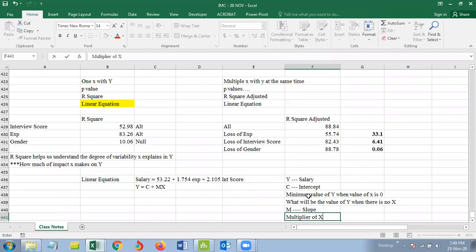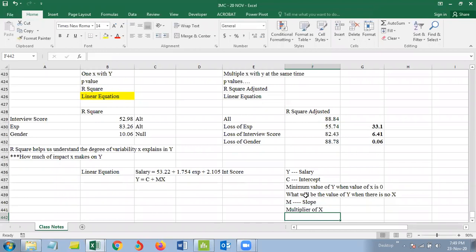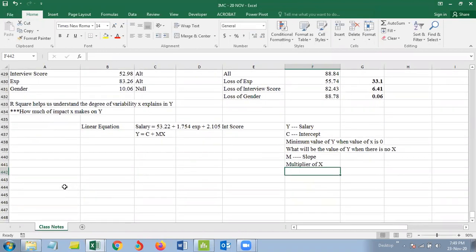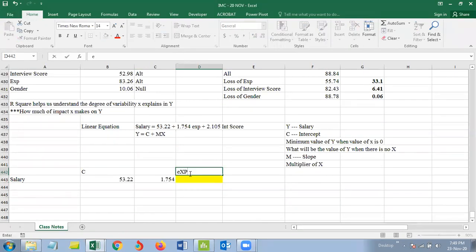What is the impact factor of that x? X is x. So if I want to read and interpret this equation, how does it translate? Your salary is going to be constant at 53.22, which is constant value C. Then it says 1.754 is the multiplier of experience, which I'm keeping blank. This here is experience.